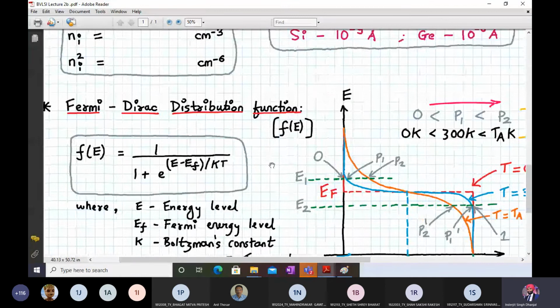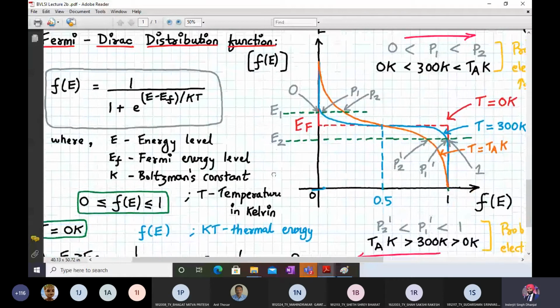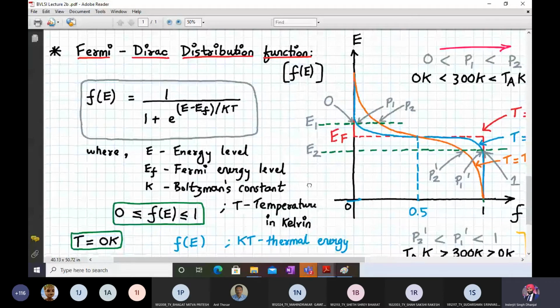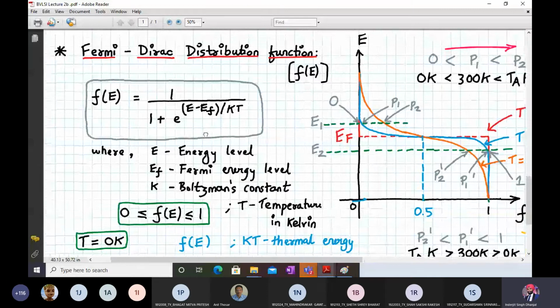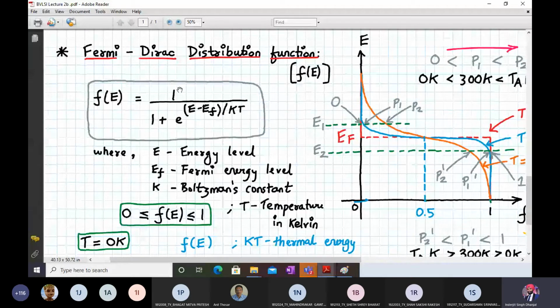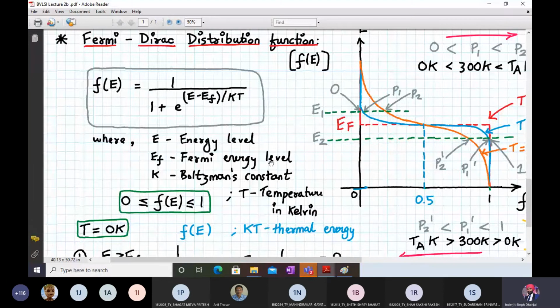Now, last is Fermi Dirac. I have 2 minutes with me, I'd like to finish it faster. We have a Fermi Dirac distribution function, f of E. What does it tell you? It tells you the probability of finding an electron at a given energy level, and with this, the concept of the Fermi level has come. EF is the Fermi level. The formula is f of E equals 1 divided by 1 plus e raised to (E minus EF) divided by kT. Among these, E is the energy level, EF is the Fermi energy level, and k is the Boltzmann constant.